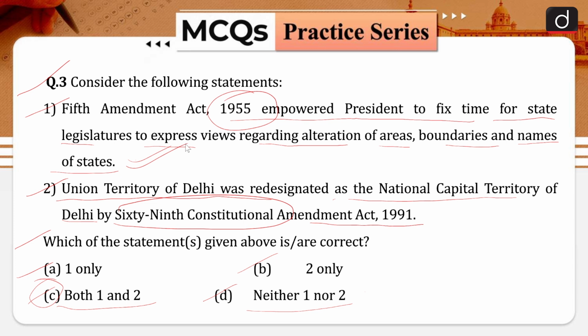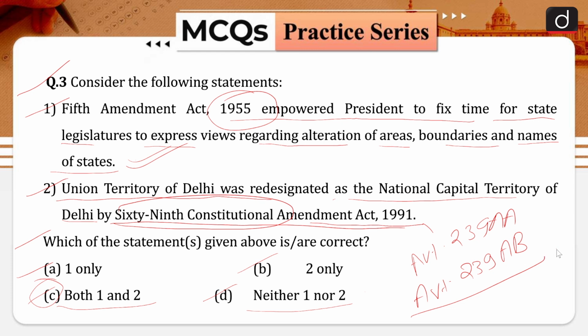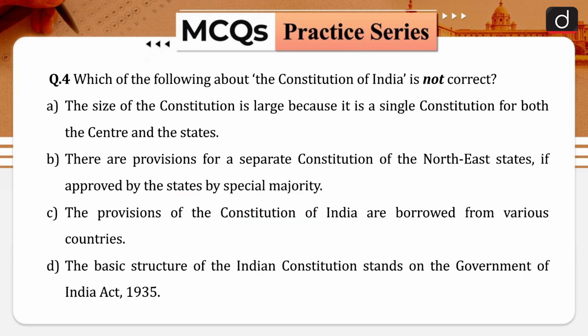And definitely the NCT of Delhi was redesignated by the 69th Constitutional Amendment Act, which has added Article 239AA and Article 239AB to the Indian Constitution, which talks about the special status that has been granted to the National Capital Territory of Delhi. Moving forward to the fourth question of our today's discussion.